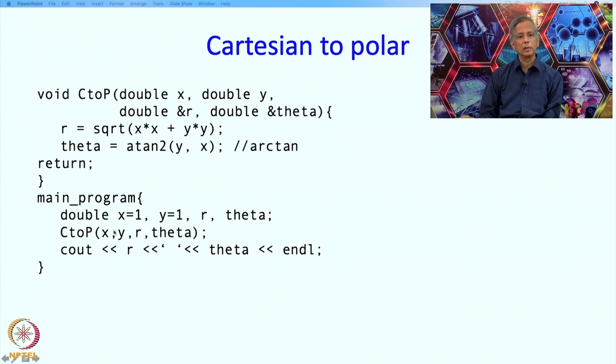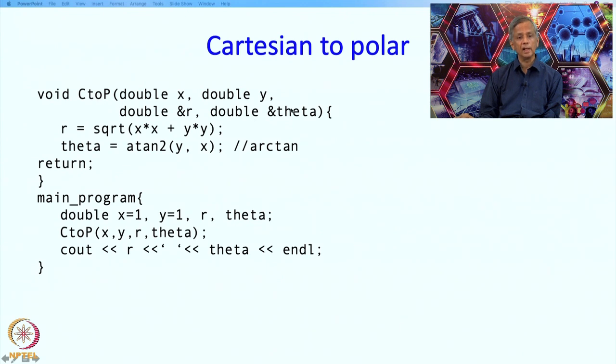When this call C2P happens, the values 1 and 1 are copied into X and Y, but the values of R and theta are not copied. Now this function is going to execute and place some value in R, and this R is really the same as this R because this is a reference parameter. So this value will actually get stored in the activation frame of the main program, in particular in the variable R in the activation frame of the main program.